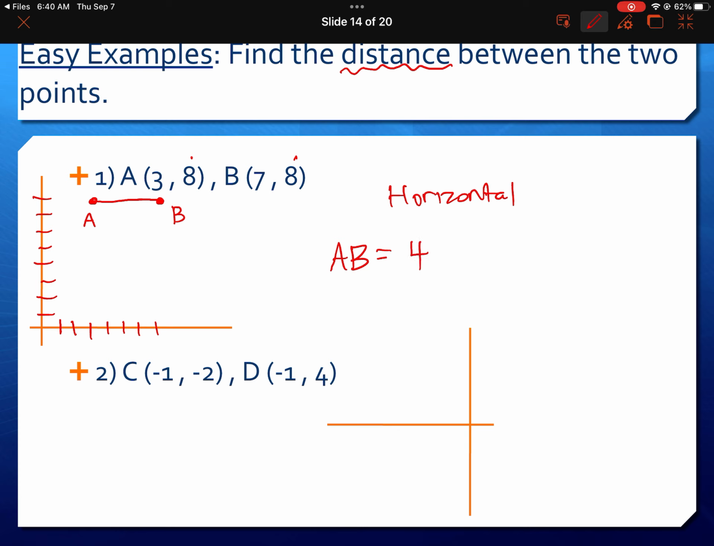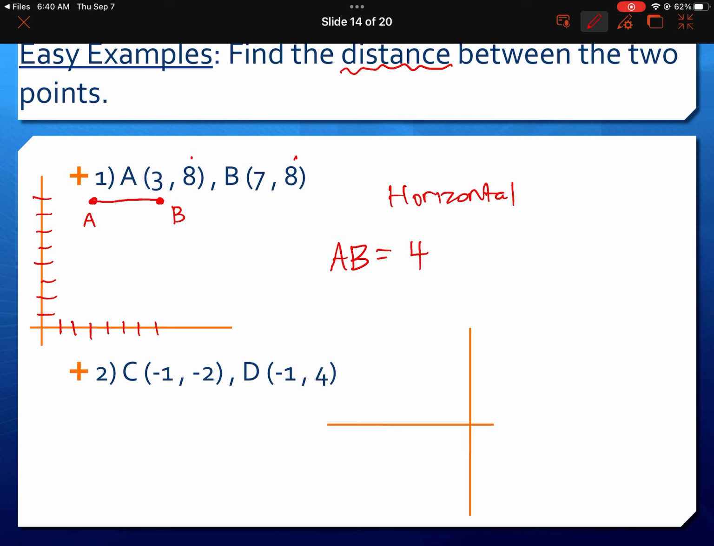From 3 to 7 is 4. Remember the ruler postulate. Take the coordinates and subtract. You could have also counted. Finding the length of a horizontal segment is easy because all you have to do is count.